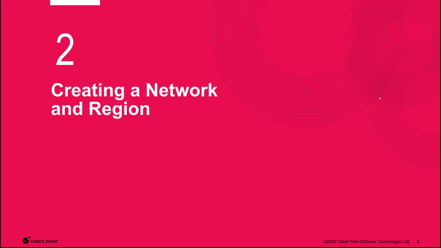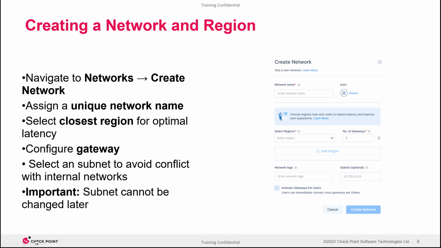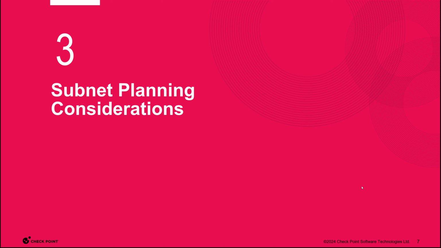Let's see how we can create a network and a region. To create a network, we should navigate to networks in this Harmony SASE portal and click Create Network. You will get a menu like that you can see on the right hand side of the video. You have to give the network a unique name and select the region closest to your users for optimal performance. Configure a gateway for this region and choose a subnet that doesn't overlap with other internal networks. Remember, subnet selection is permanent, so we have to plan carefully.